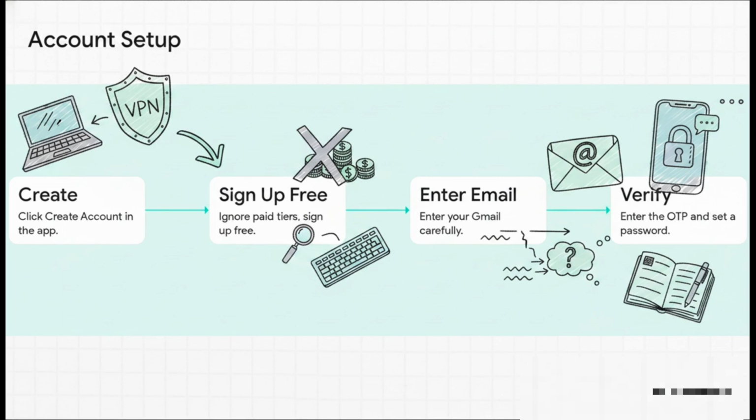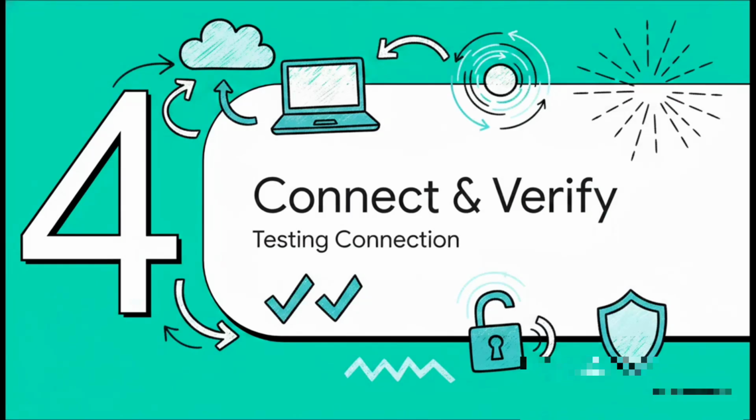Look really closely in the corner and you'll spot a tiny text link that says sign up for free. Click that. Next, just punch in your Gmail address. And hey, type this in really carefully, okay? Because if there's a typo, your one-time password, your OTP, won't arrive and you're going to be stuck. Once that OTP hits your inbox, type it in, set a nice strong password, and make sure you save both of them. Step 4, connecting and verifying.